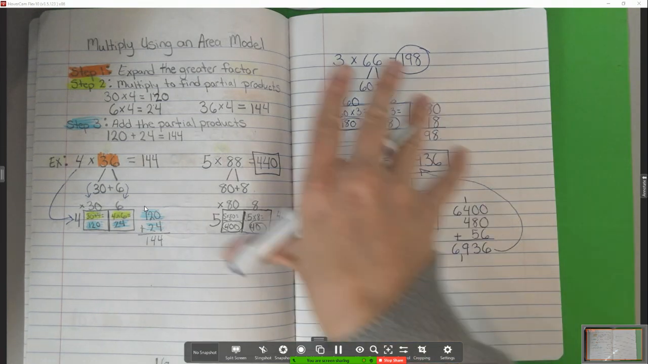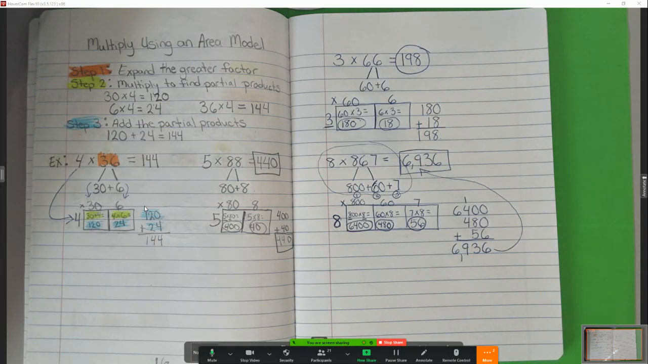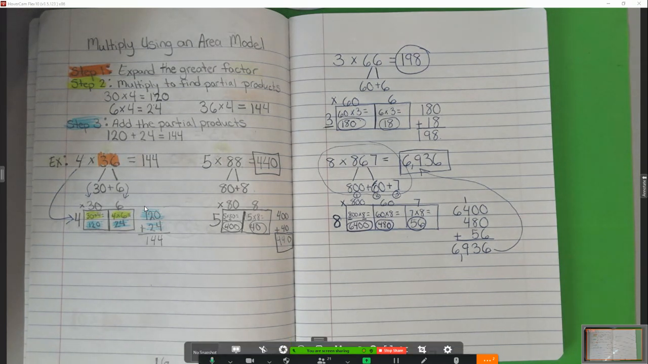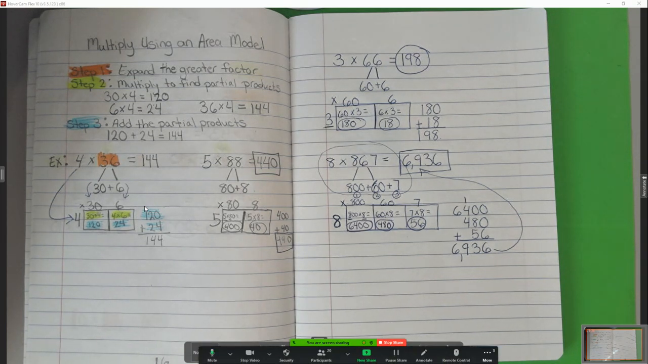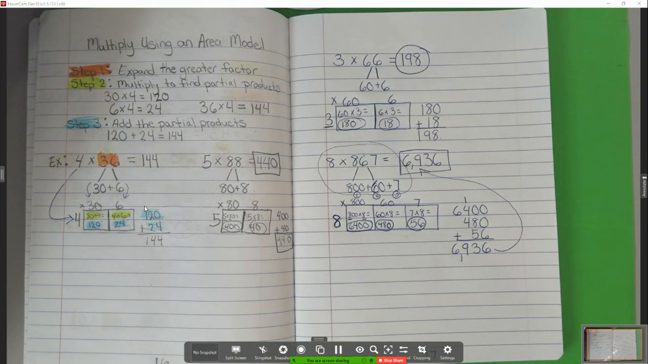If you need to copy anything down, this is your time to copy it down. If you have any questions to me, this is your time to ask me. If you want me to help you with your math problem, your math worksheet, this is the time. Other than that, you guys go ahead and start getting to your work.